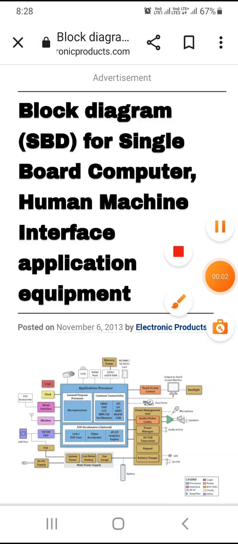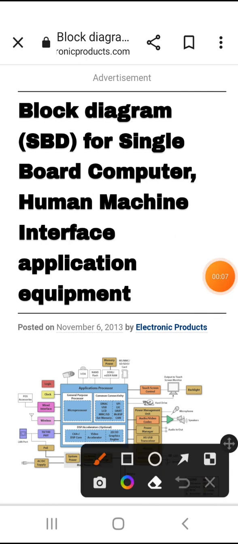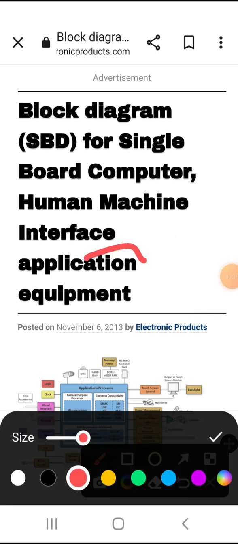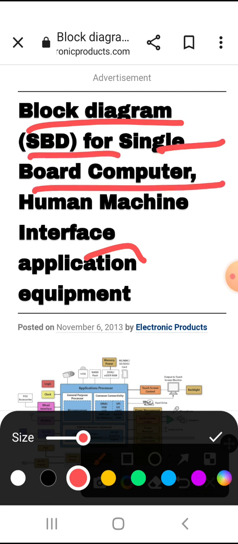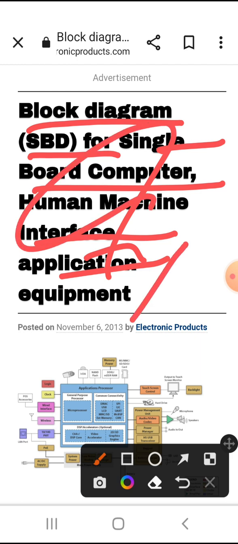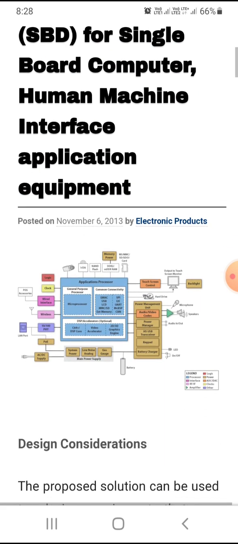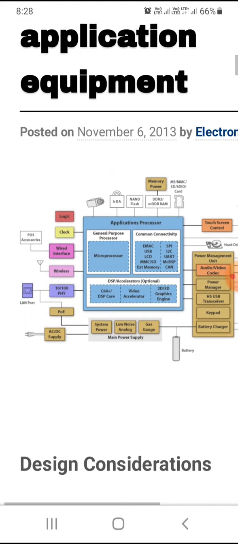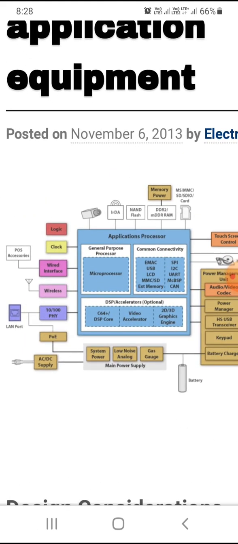In this video, we are talking about the single board diagram, which is important for us. So, block diagram of the single board computer for human machine interface application equipment. On the basis of this, we have a logic here, we have a clock there, board interface, POC accessories.